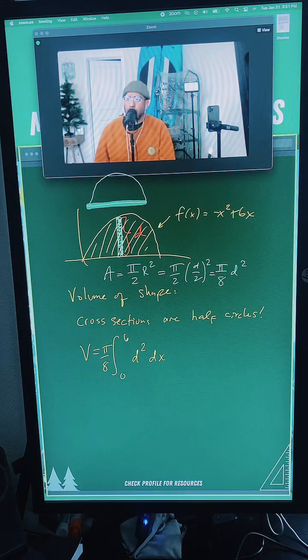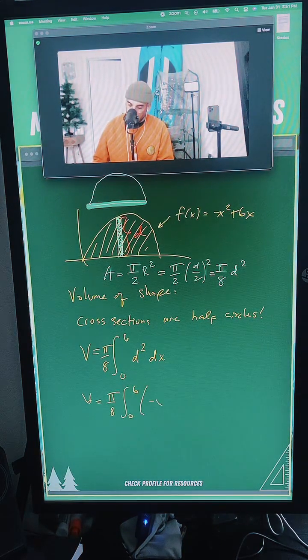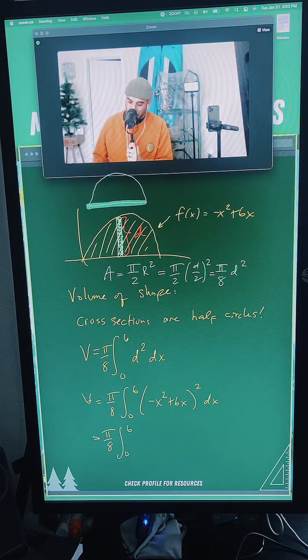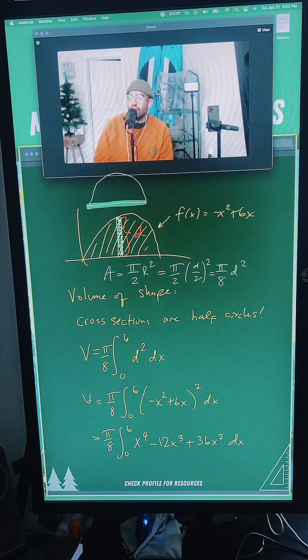By the way, I knew it was 0 to 6 already just because this is one of my favorite functions to use when we're trying to explain this. But you would definitely want to set the equation equal to 0 and find when those values cross the x-axis. Now our d, don't forget, is that entire function. So we have volume is equal to pi over 8 from 0 to 6 of negative x squared plus 6x to the power of 2 dx. And then from there, you just have to use the FOIL method to simplify this. This will become x to the 4th minus 12x cubed plus 36x squared. And then you just use the first fundamental theorem of calculus. You're just going to integrate this and then plug in the 6, plug in the 0, and then you get your answer.